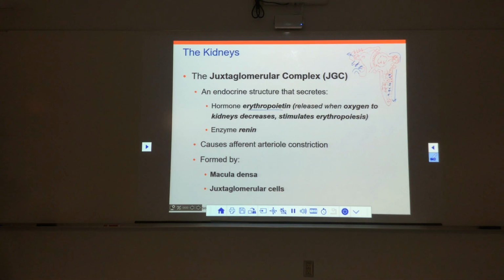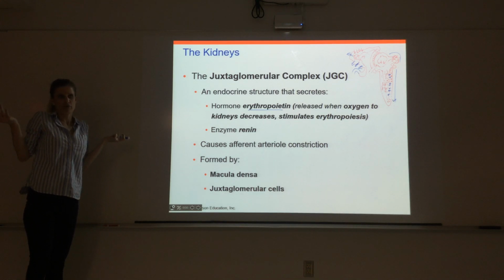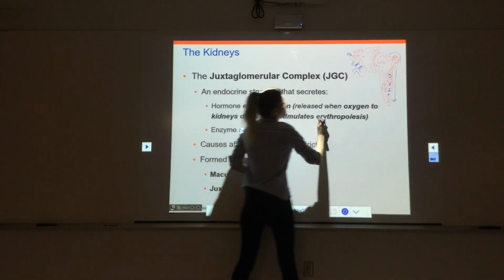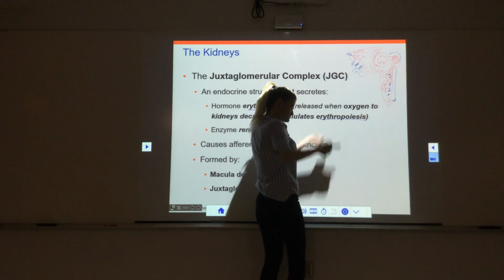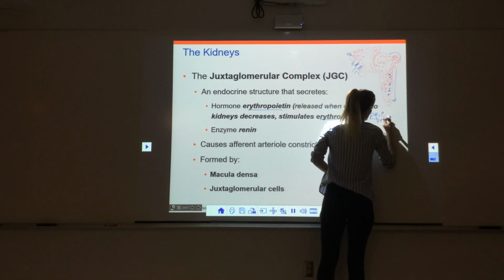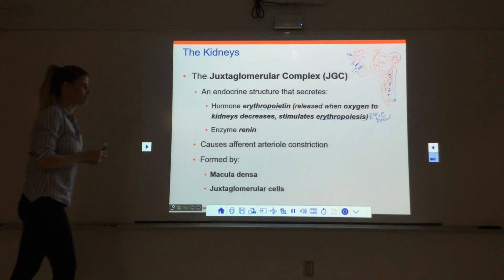So when we look at the juxtaglomerular complex, we see that it releases erythropoietin. Remember, erythropoietin is released when we don't have enough oxygen or blood coming to the kidney. Right? And the thought there is if we don't have enough oxygen being delivered, maybe we need more red blood cells. Maybe that'll fix it. So what does erythropoietin stimulate? Erythropoiesis, which you said is red blood cell production. Okay, we talked about that quite a bit in the first chapter that we did.